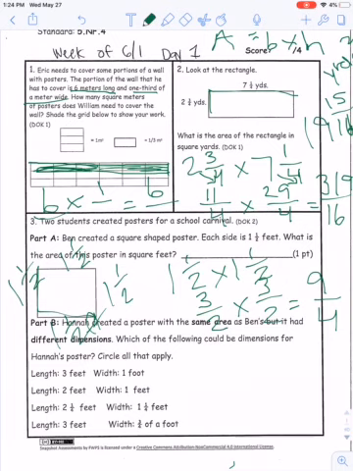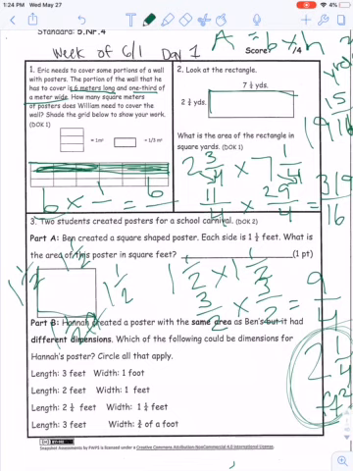And then to make this a mixed number, how many times does 4 go into 9? 2 times. 4 times 2 is 8. And it leaves us with 1/4 left over. Great job. 2 and 1/4 feet squared. That's our answer there. Now for part 2.